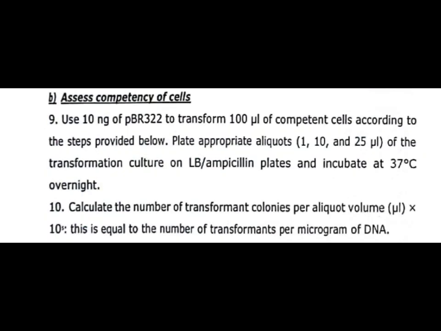B. Assess competency of cells. Step number 9. Use 10 ng of pBR322 to transform 100 microliters of competent cells according to the steps provided below. Plate appropriate aliquots, 1, 10, and 25 microliters, of the transformant culture on LB and ampicillin plates and incubate at 37 degrees Celsius overnight. Step number 10. Calculate the number of transformant colonies per aliquot volume times 10 to the power 5. This is equal to the number of transformants per microgram of DNA.